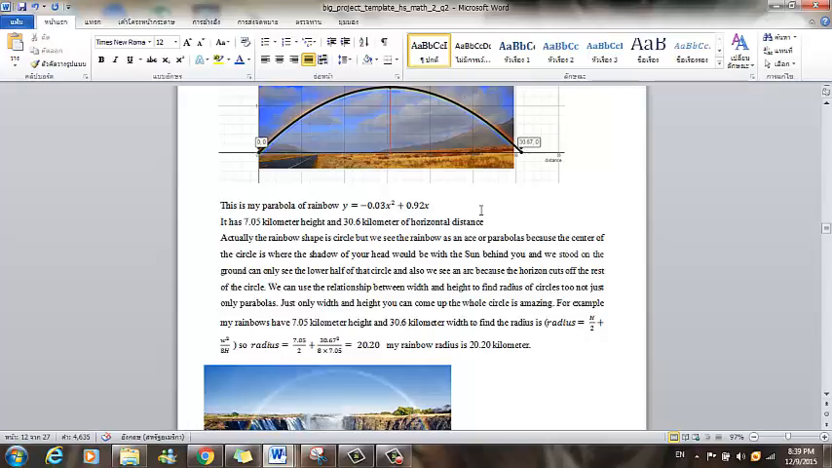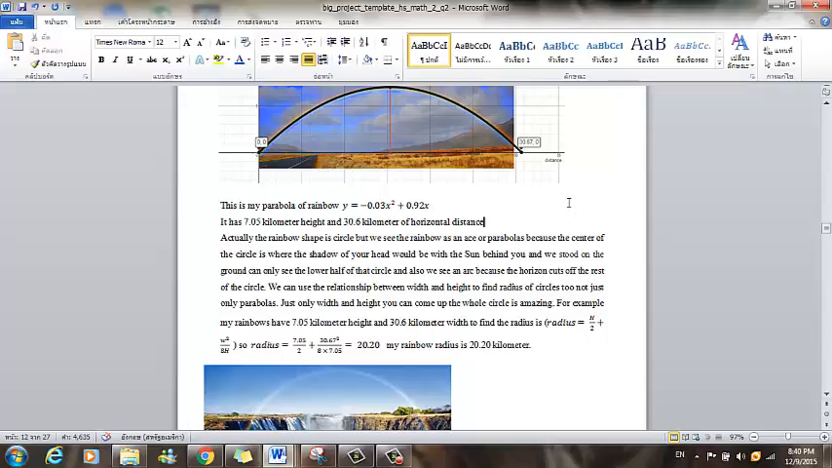Actually, the rainbow shape is a circle, but you see the rainbow as an arc or parabola because the center of the circle is where the shadow of your head would be with the sun behind you. The position that we stand on is the ground, so we can only see the lower half of the circle. We also see an arc because the horizon cuts off the rays of the rainbow.